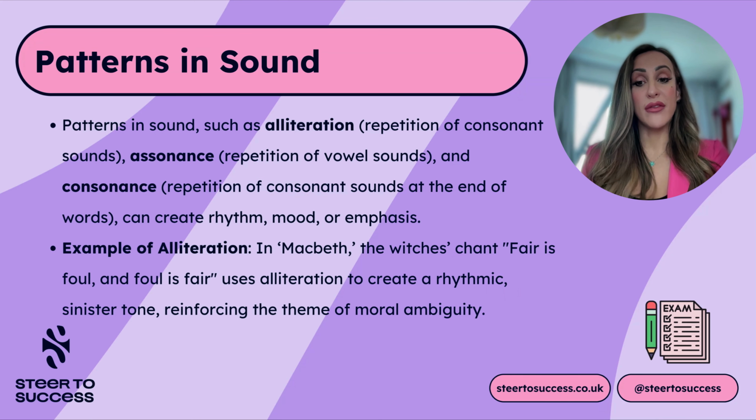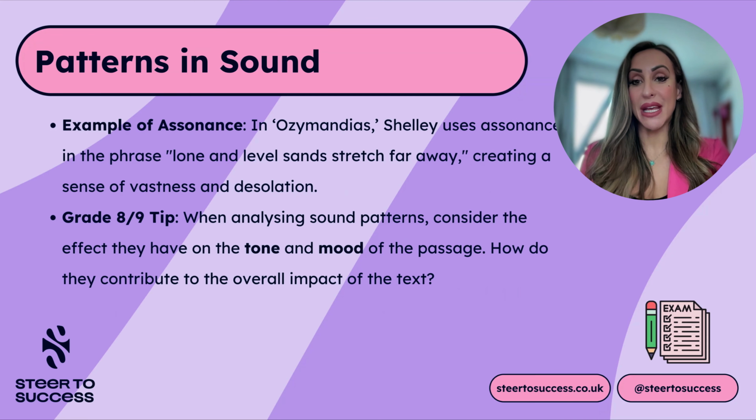As an example of alliteration in Macbeth, the witches chant fair is foul and foul is fair. That's the fricative sounds with the alliteration. You can be more specific with alliteration. You can talk about fricative sounds. You can talk about plosive sounds. You can talk about sibilants. So fricative sounds with the F sound, plosive sounds with those like p, d. They're the plosive sounds. And also, as I mentioned, the sibilants, that's the repeated S sounds, to create a rhythmic, sinister tone, reinforcing the theme of moral ambiguity.